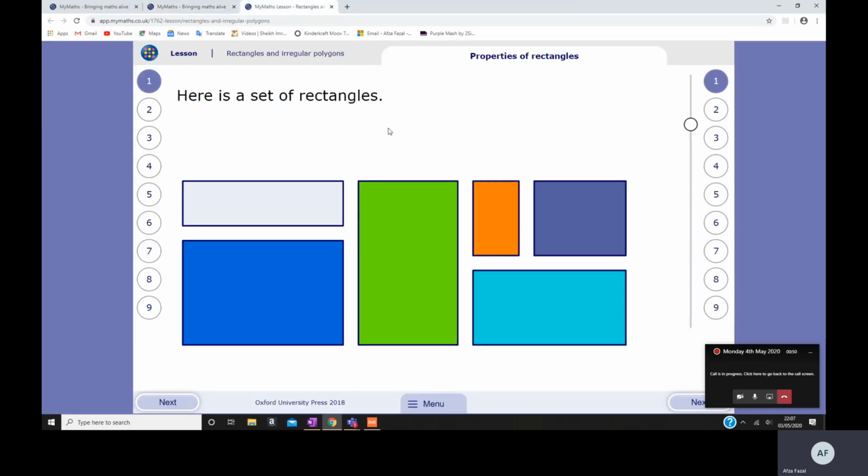So I'm going to talk you through the lesson. It starts off with showing you a set of rectangles. Now, what is common in all the rectangles? That means, what is the same? In a rectangle, we know there are two sets of parallel sides. So each side which is opposite to each other runs the same way, okay?